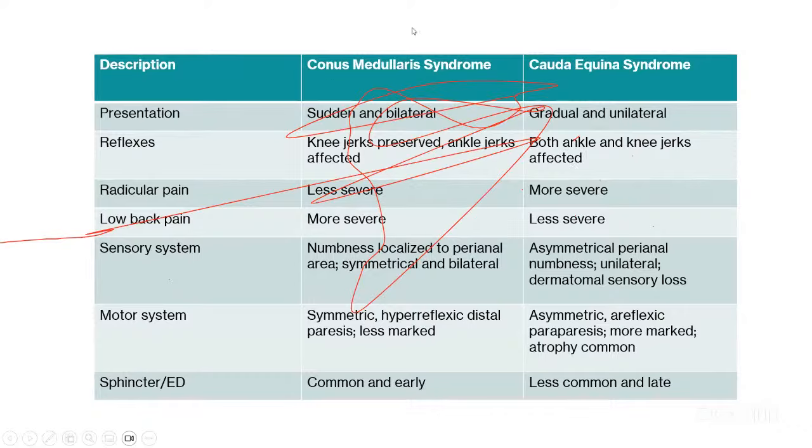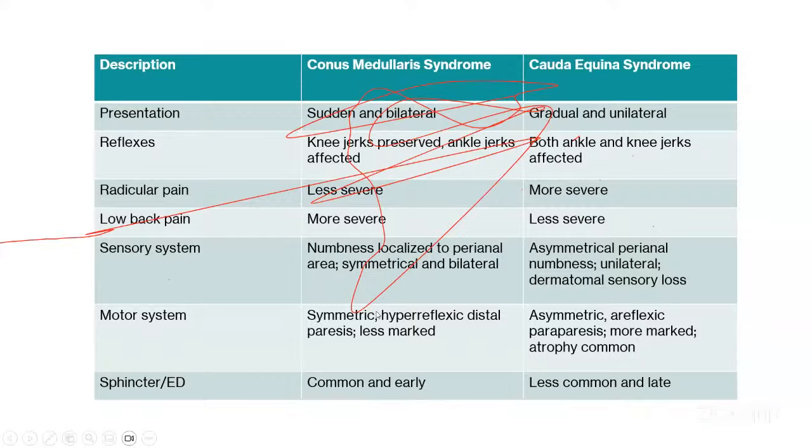We have to differentiate between the conus and cauda equina syndrome. Conus usually is sudden and bilateral. Cauda equina is gradual and unilateral. Reflexes: in conus, knee jerk is preserved and ankle jerks are affected; in cauda equina, both knee jerk and ankle jerk are affected. Radicular pain will be there in the cauda equina syndrome, and lower back pain is present in the conus medullary syndrome.